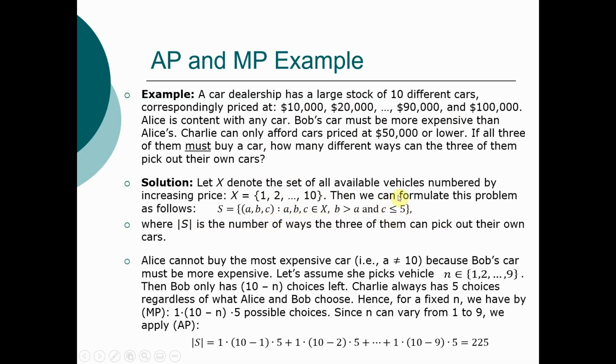Charlie's car should be either less than or equal to $50,000. Alice didn't have any requirement for her car, but Bob wants his car to be more expensive than Alice's. Okay, we want to find out how many different elements this set has.